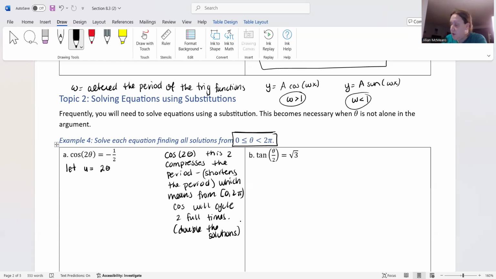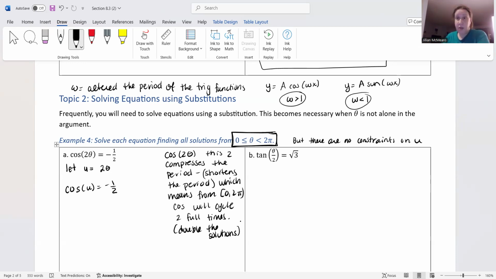Now, we know that theta has restrictions: theta has to be from 0 to 2 pi, but there are no constraints on U. So we can let U do whatever it needs to do. Here's what I do. I rewrite the equation, and instead of 2 theta, I use just U. So I have cosine of U equals -1/2.